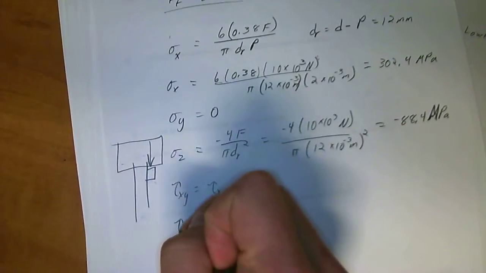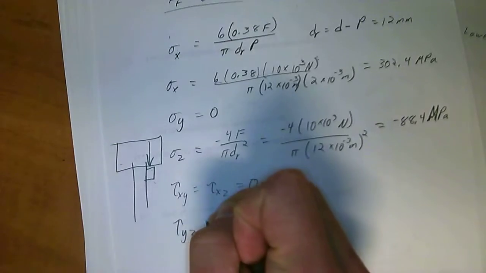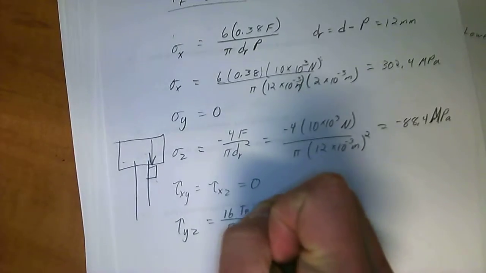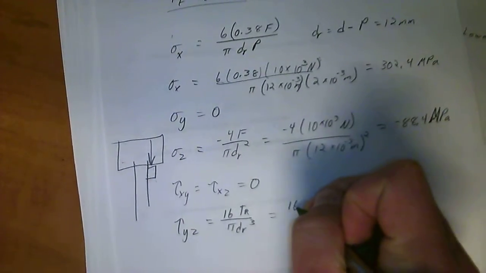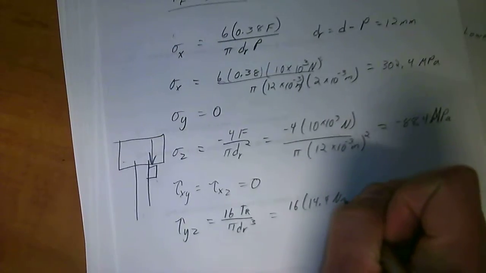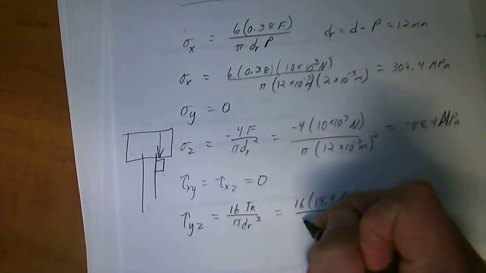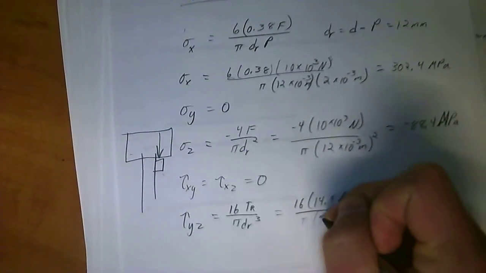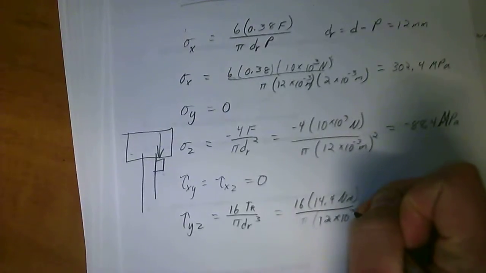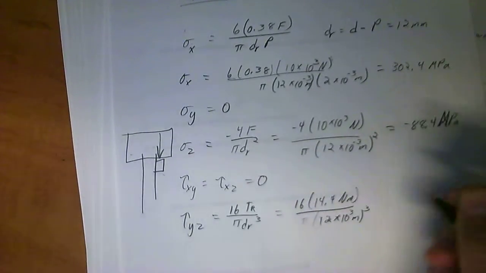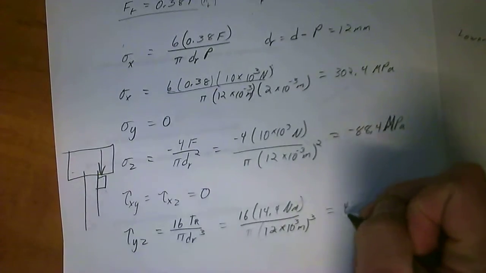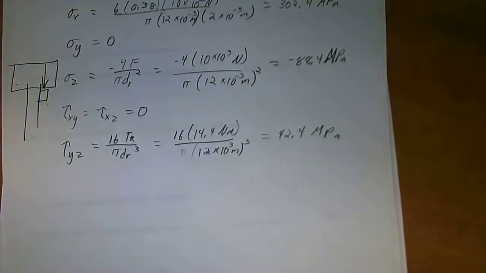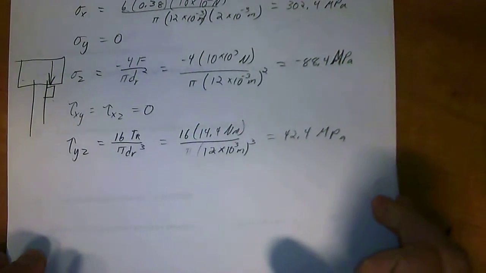So tau yz is equal to 16 Tr, the rising torque, all over pi dr cubed, which is equal to 16 times 14.4 newton meters, which we calculated earlier, over pi times 12 times 10 to the negative third meters cubed, which is then equal to 42.4 megapascals. Okay, so still cranking along here, we're getting a little bit closer.